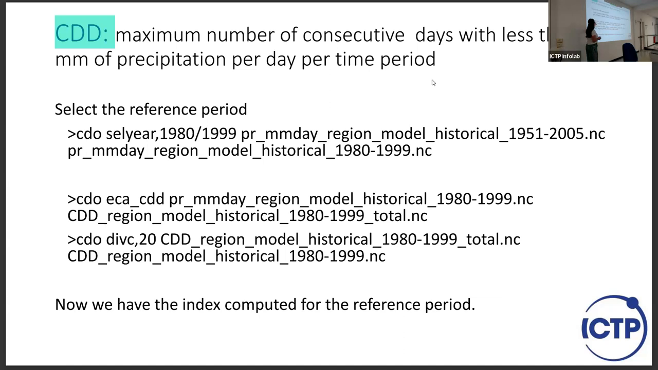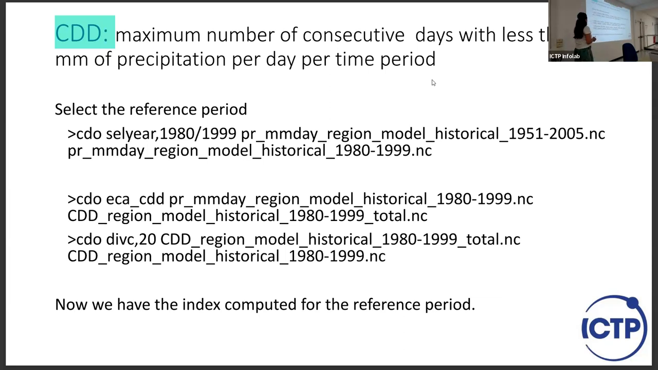And then you will use the command that is, as I told you, in the list that I showed you before, eca_cdd. So you can do CDO eca_cdd with the data for this period, 1980-1999, and you store this information in an output file. If you do it in this way, it is going to calculate the index for the entire time slice. So I just call this output total, because it is not a value expressed in days per year.